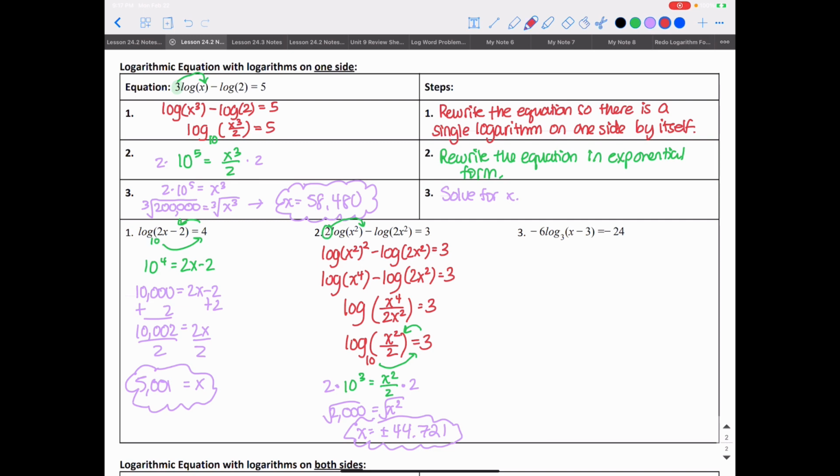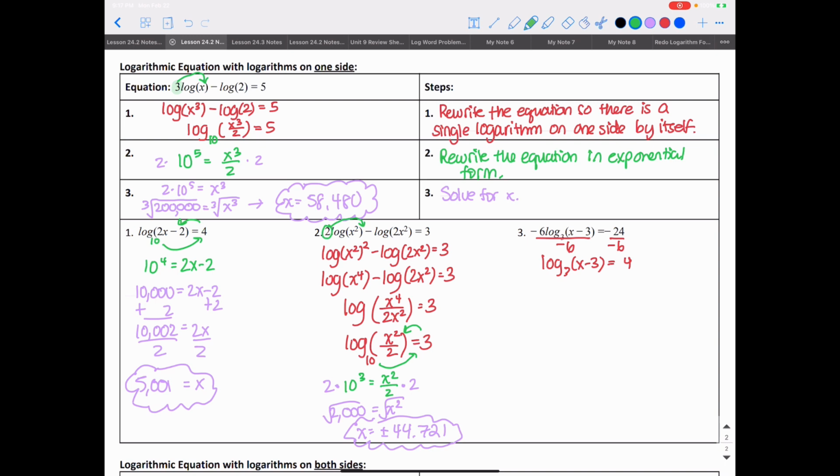For number 3, I need to get this single logarithm by itself on one side. One way I can do that easily, instead of making this an exponent, is to divide both sides by -6. So I'm going to divide both sides by -6. And I'm going to get log base 3 of x minus 3 is equal to 4. This is one single logarithm on one side. And now it's consolidated on one side.